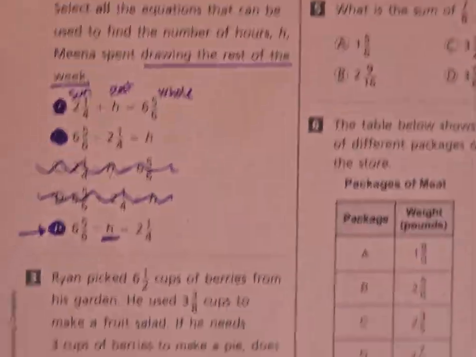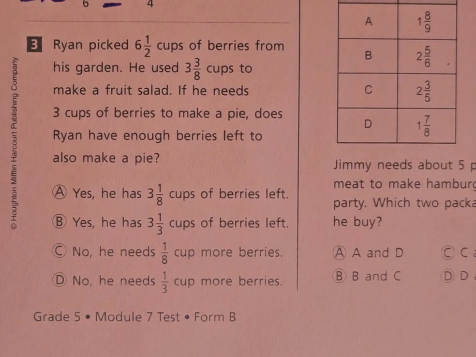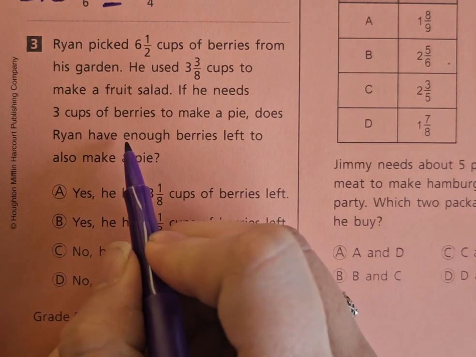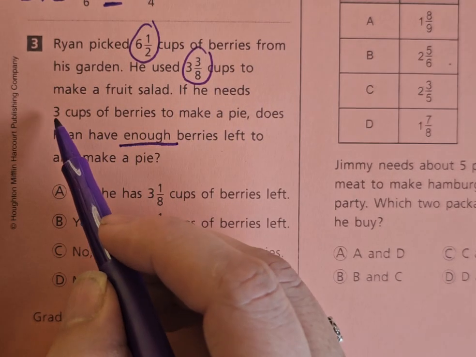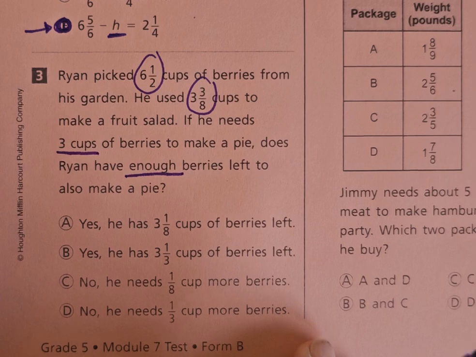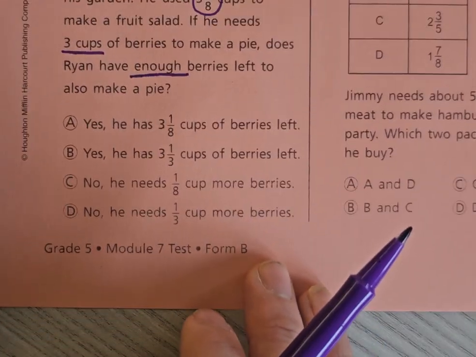Okay, number 3. Again, pause, try the problem on your own, and then do it with me. Brian picked 6.5 cups of berry from his garden. He used 3 3/8 cup to make a fruit salad. If he needed 3 cups to make a pie, does he have enough to make a pie? So is this an add or subtract problem? And how do you know? Okay, that word enough, right? We are going to subtract these numbers to see if I have 3 cups left, so I could also make a pie. Okay, so I'm gonna write mine down here.